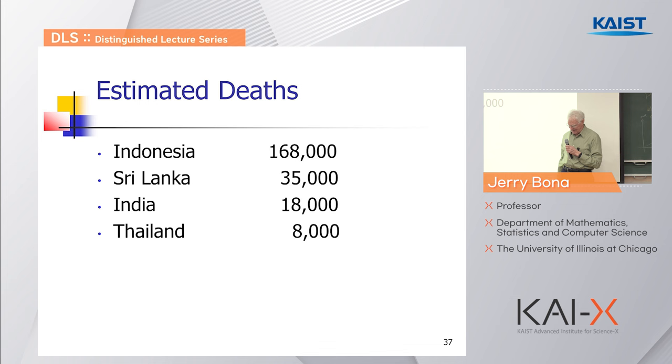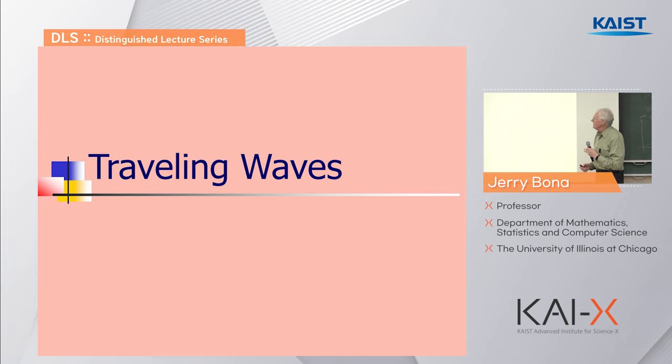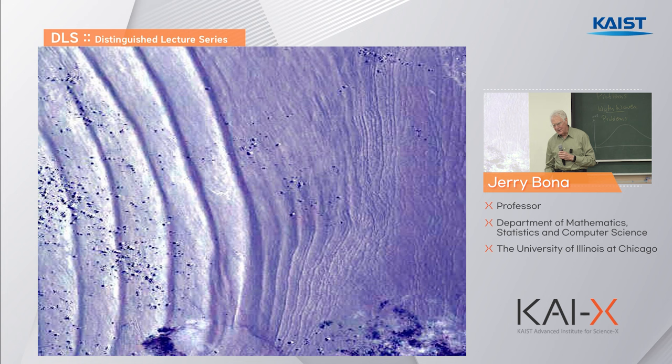Okay, these are internal waves, these waves underneath the ocean. So you may not even know such things exist, but they do. The reason they exist is because the ocean is not homogeneous. If the ocean was homogeneous, you wouldn't have any waves underneath. But it's not homogeneous. On the top, it's hot and salty. And on the bottom, it's cold and fresh.